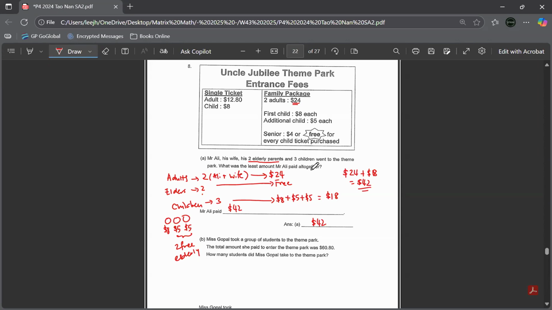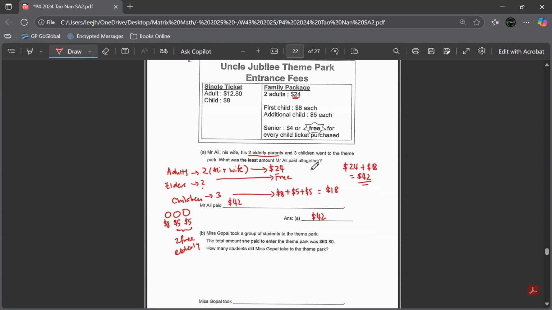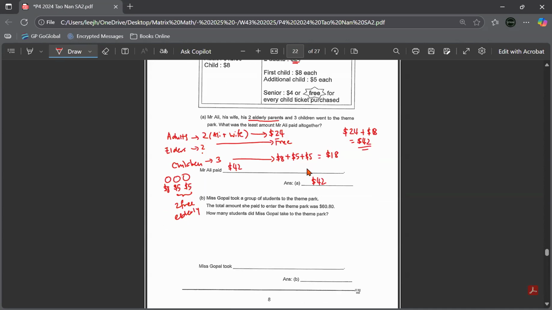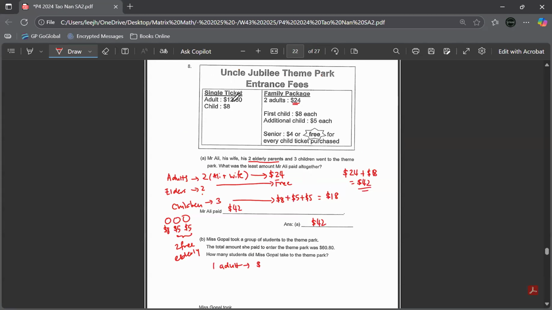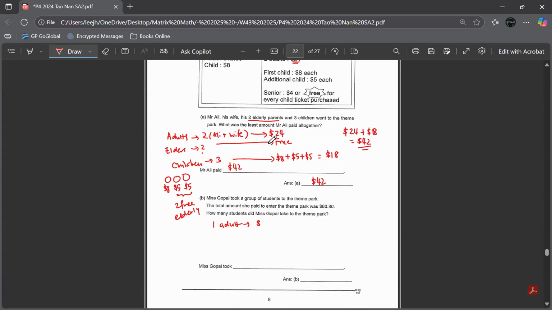So question number B. Miss Gopal took a group of students to the theme park. The total amount she paid to enter the theme park was $60.80. How many students did Miss Gopal take to the theme park? So you know that Miss Gopal is the adult. So one adult. How much is one adult? You can see a single adult ticket is 12.80. So I write down 12.80. So I have to subtract away for the children price.